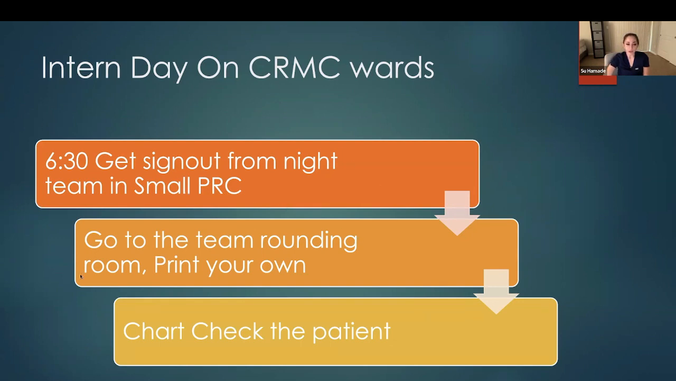And then you go to the team rounding room. The nice thing about CRMC is that everyone, team A, B, C, and D, the med teams, they're all on the 5th floor. So it's nice. And then this is the part where you start chart reviewing. And if you haven't done so already, print your list so that you can start writing down the information and preparing for your presentation and your plan for your patient for that day.